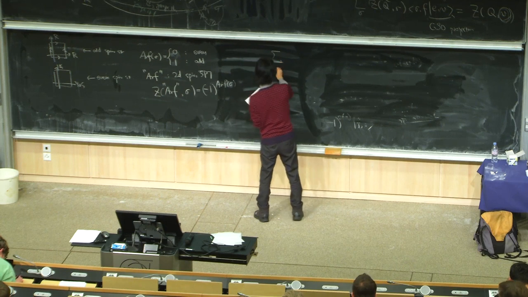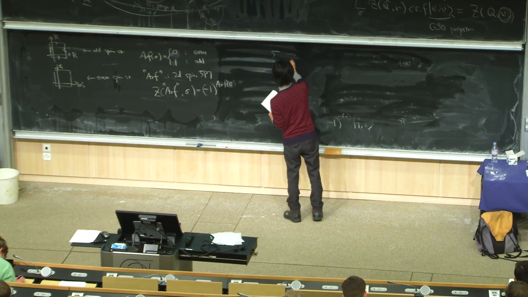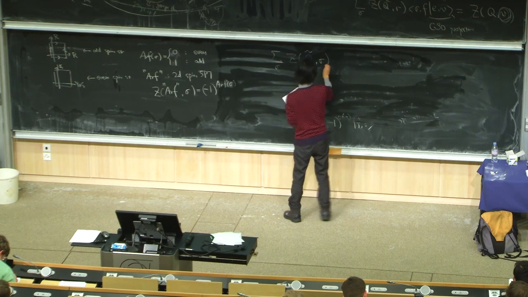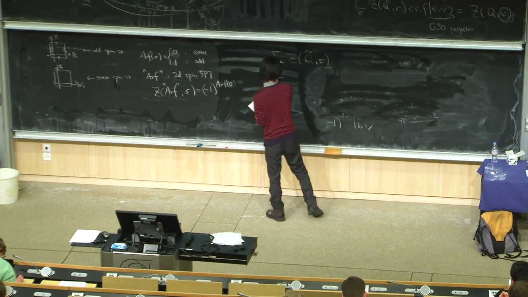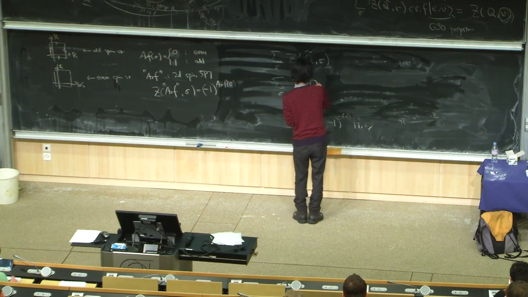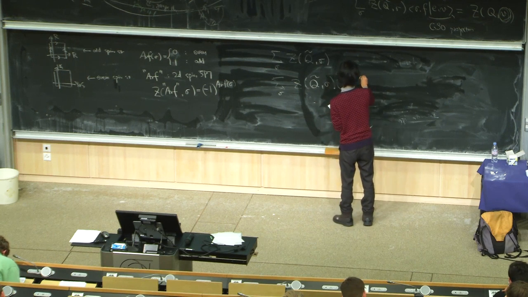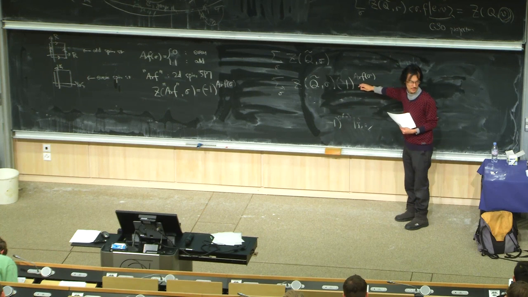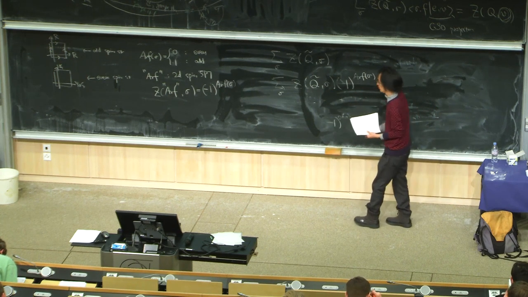There are two ways to perform GSO projection. One is to just sum over the spin structure, right? So this is the 0A GSO projection. You can also perform the GSO projection with an extra phase for the odd spin structure. So these are the two GSO projections.